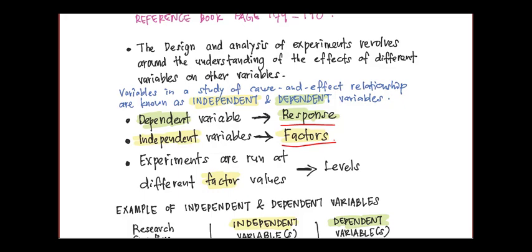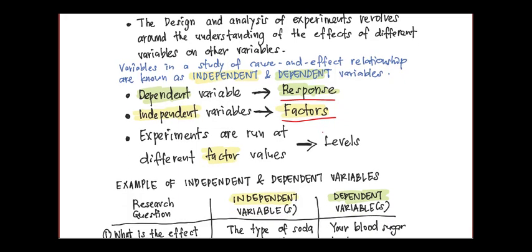For example, imagine we are going to study the effect of the temperature on the comfort level of a person inside the room. Then temperature is a factor, and comfort level is a response. Later we will see an example related to this. And these different temperatures which we are going to check, or different values of the factors, are called levels. So for each factor we may have different levels.